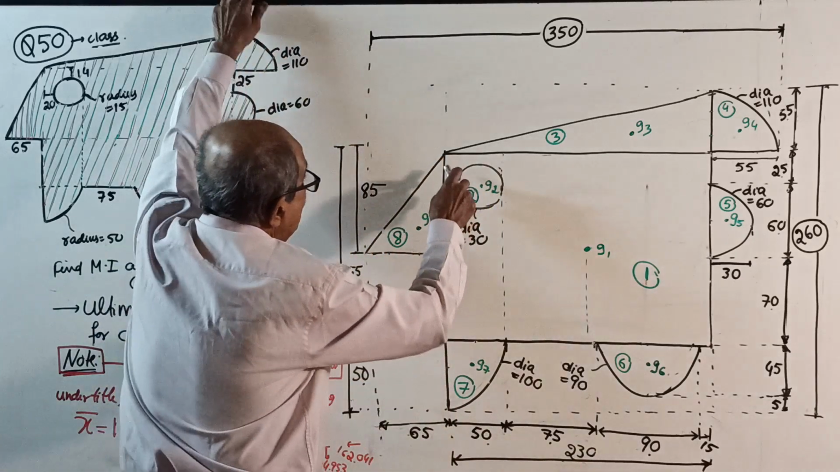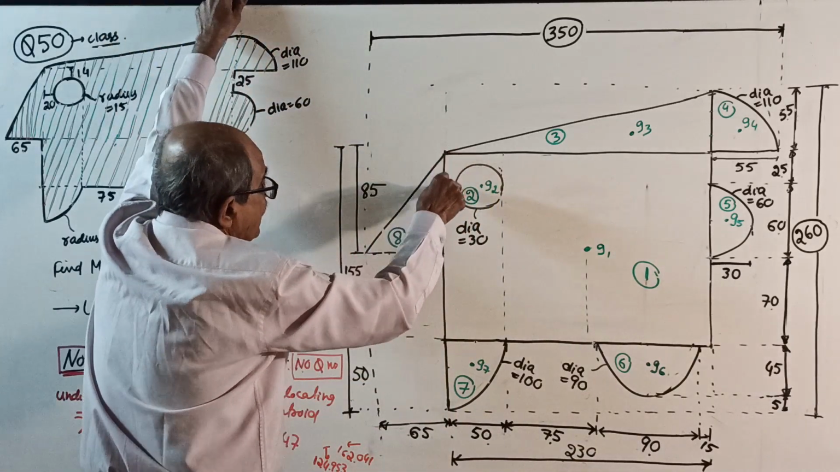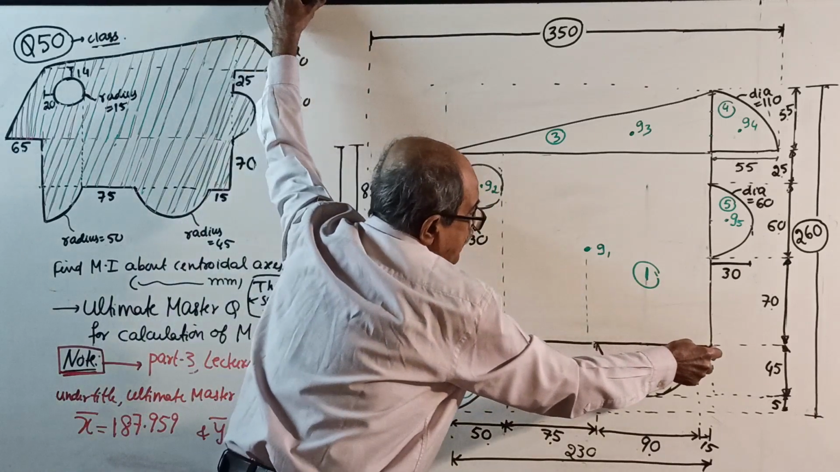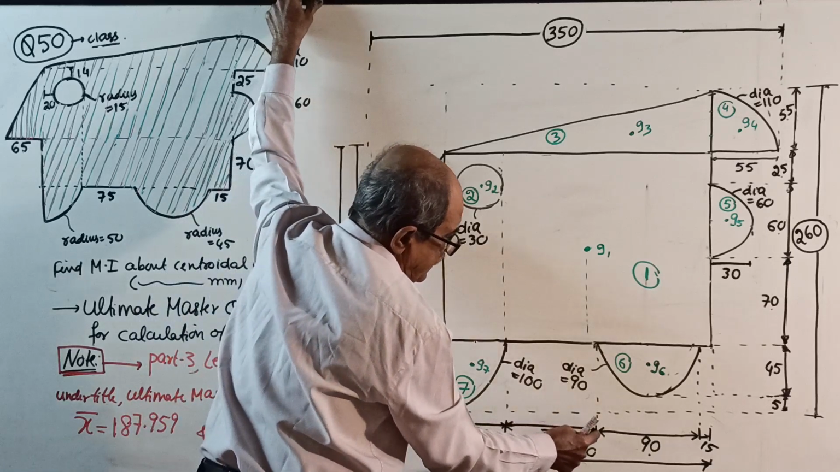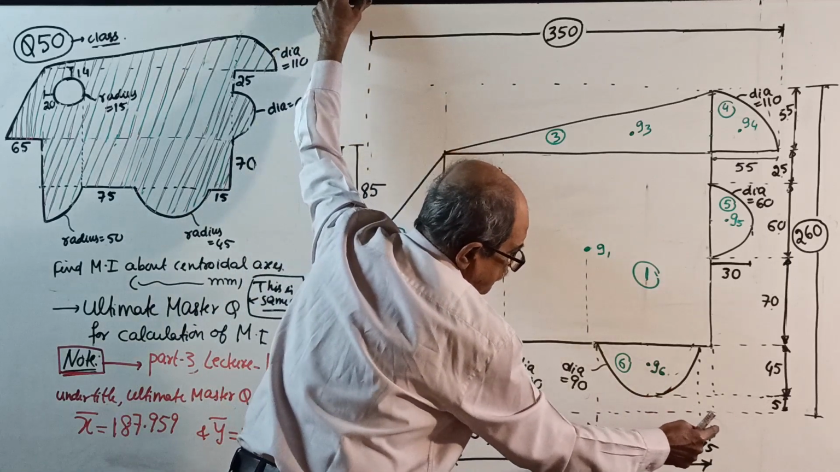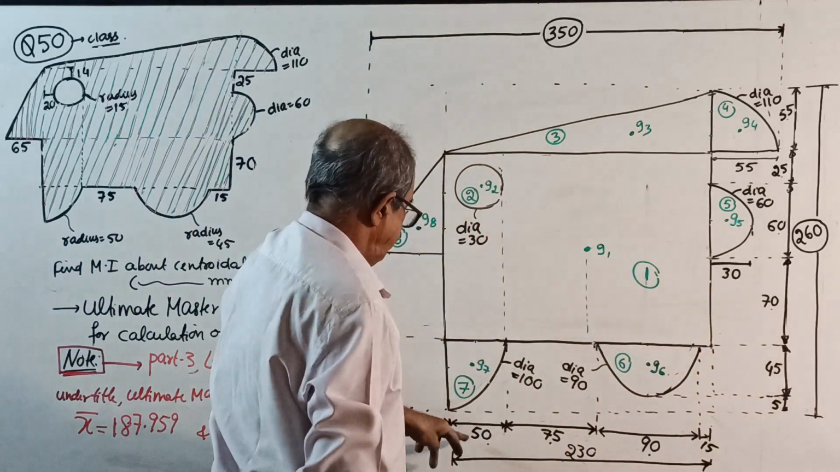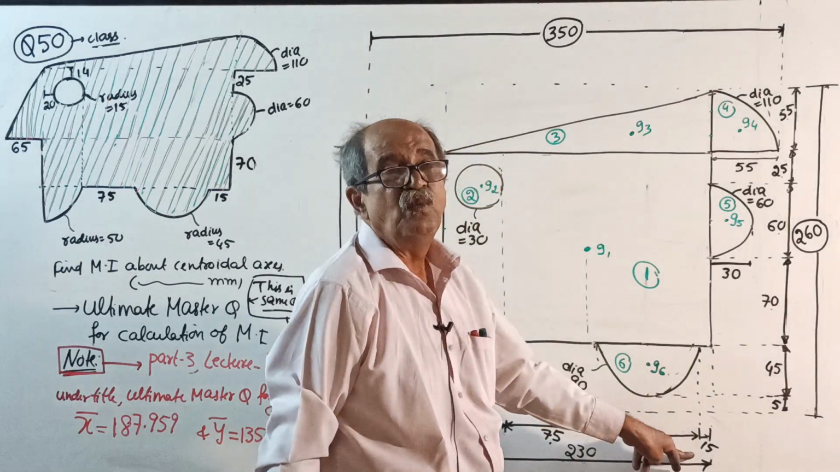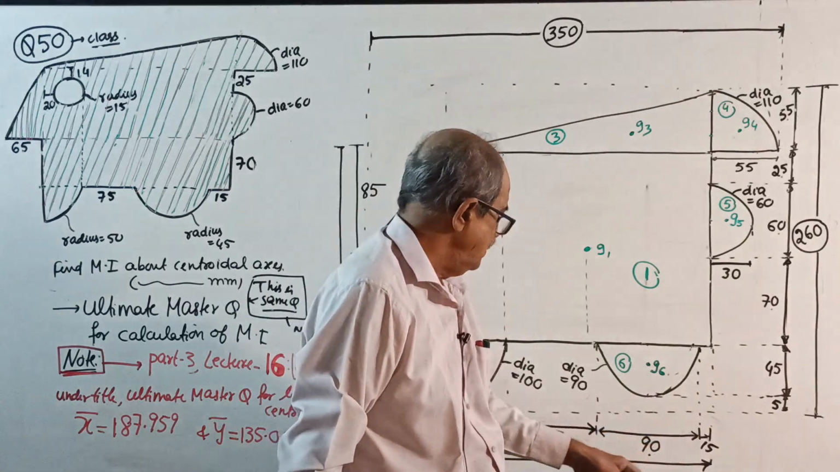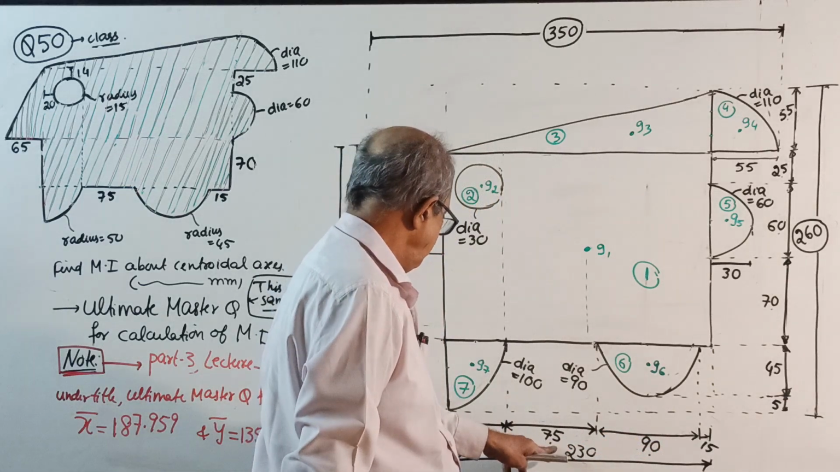Therefore, when you want this rectangle, the base for the rectangle is 50 plus 75 plus 90 plus 15. 50 plus 75 is 125.